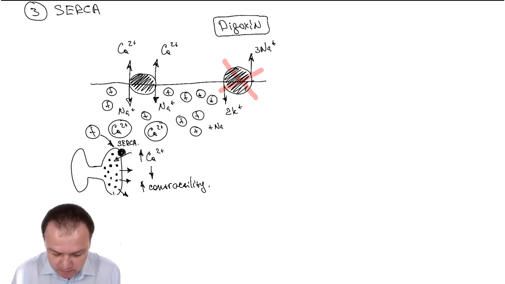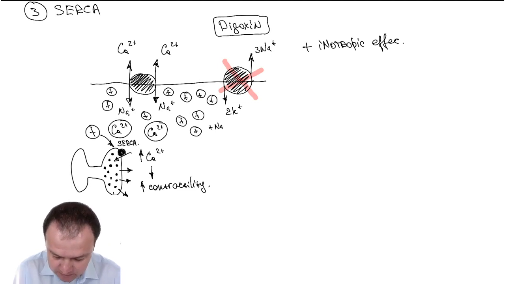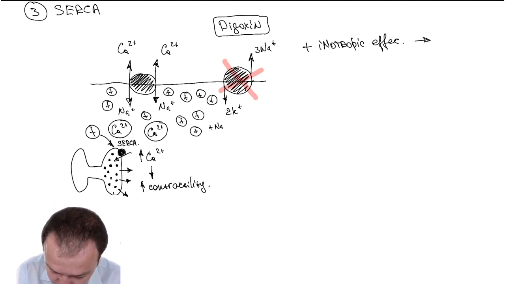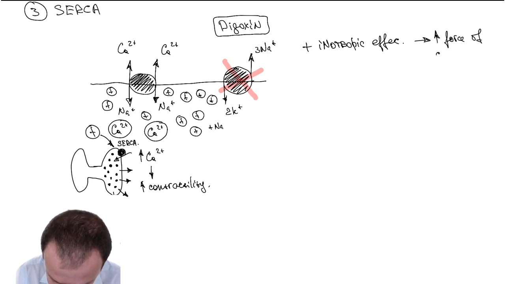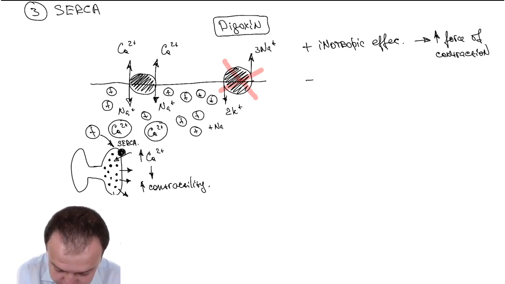But let's talk about digoxin and its effects. Digoxin produces a positive inotropic effect. Why positive inotropic effect? Because digoxin increases contractility, it increases force of contraction. Second one, digoxin produces a negative chronotropic effect.